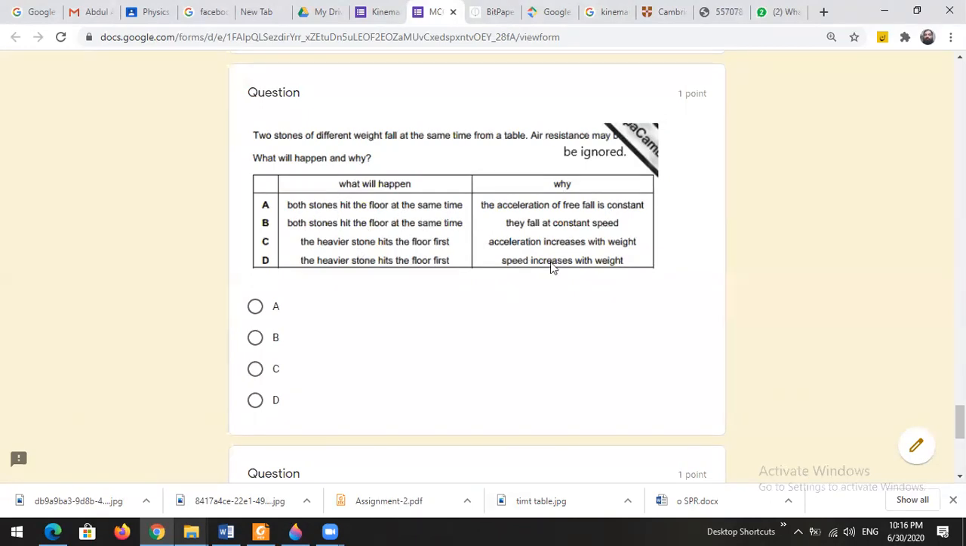Option A or B. Why is the acceleration of free fall constant? They fall at a constant speed. No. The acceleration of free fall is constant. So option A is correct here.